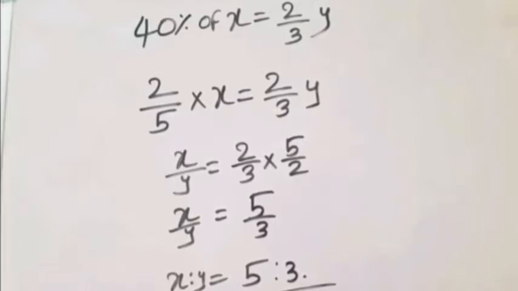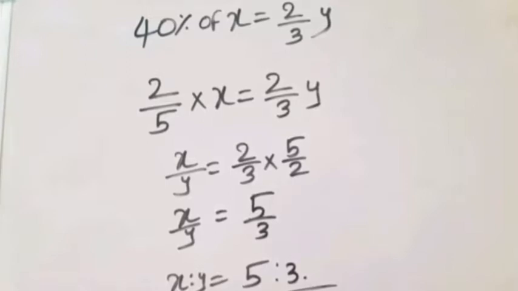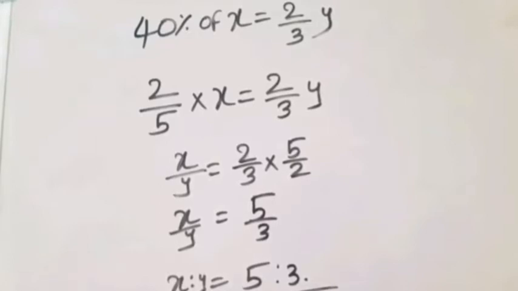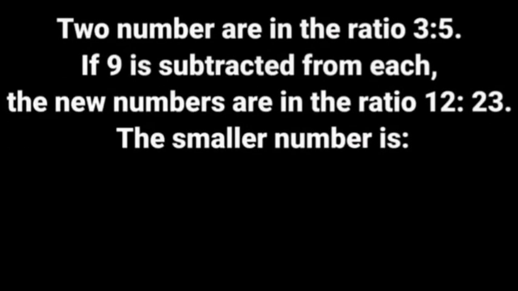Okay, so after the calculation, x by y is equal to 5 by 3. So x is to y can be expressed as 5 is to 3. So this is the simple answer we got. So let's move forward to the next question.